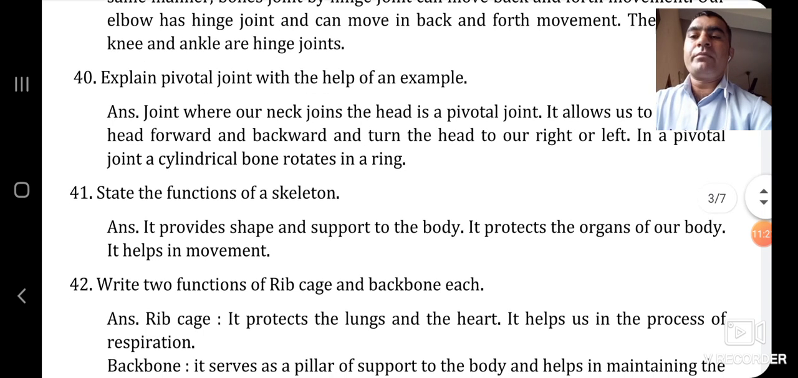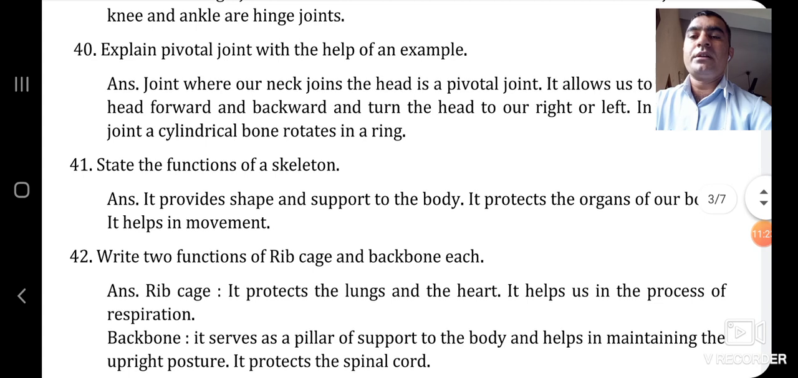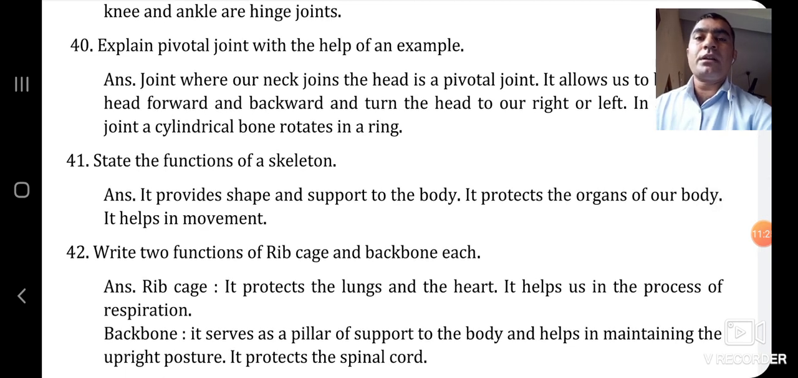Now the function of backbone: it serves as a pillar. It works as a pillar of the body and helps in maintaining the upright posture. It helps in keeping our body straight. It protects the spinal cord.